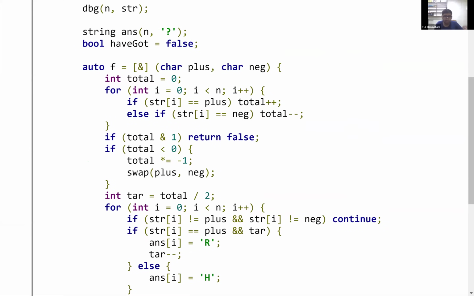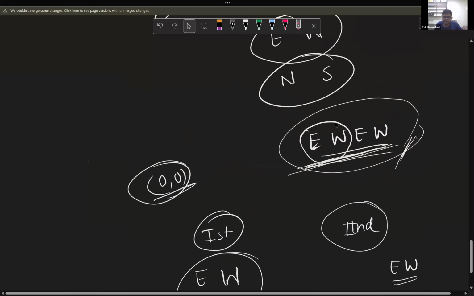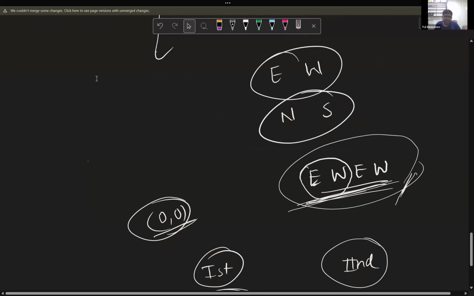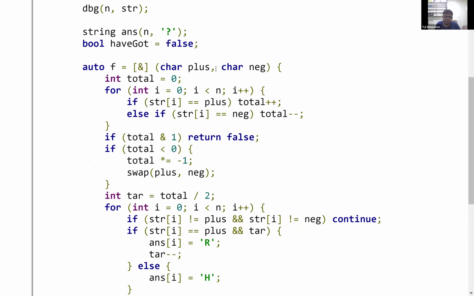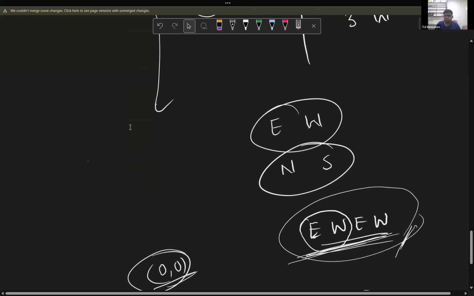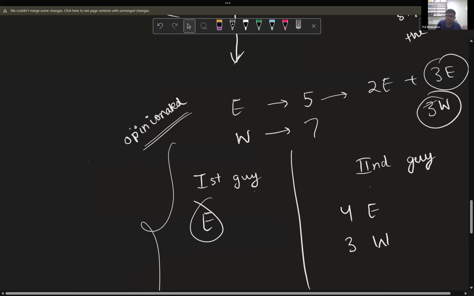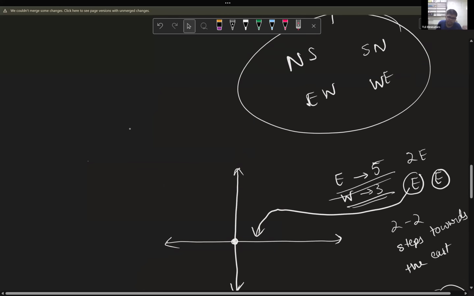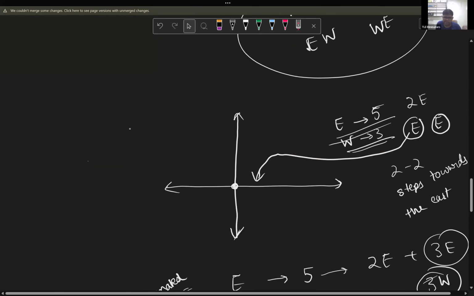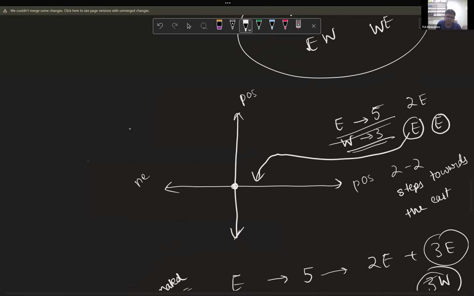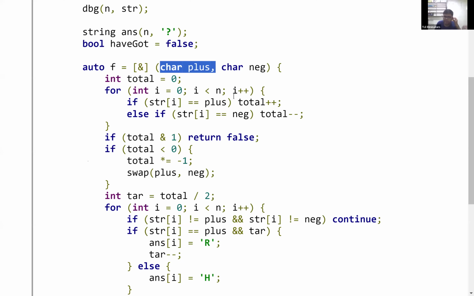And since I had to do the exact same thing for east, west, and for north, south, I created a function in which I just told about the character towards the positive side and the character towards the negative side. So this negative is in the sense that I considered north and east as positive and the other ones as negative. Obviously, these are just some stupid names. You can have better names here.